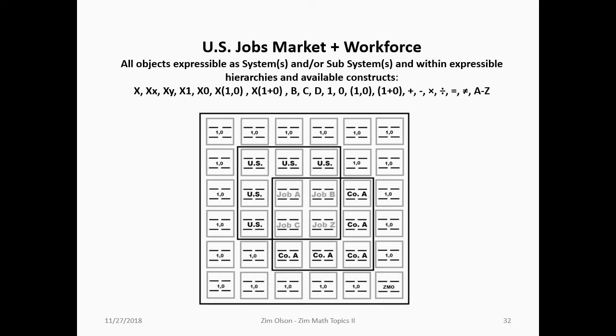jobs market plus workforce. I just want to show that jobs are said to be objects expressible with all those math constructs, available and expressible. And they sometimes are. And they can be expressed as systems and/or subsystems, a market and a workforce, as single objects, multiple objects, paired objects. And if we look at this a little more, we see we're missing the boat on some possible outcomes.